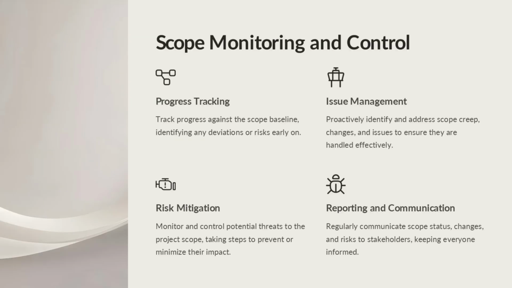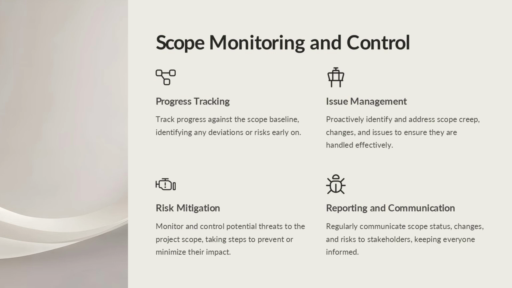Tracking progress against the scope baseline is crucial to identify any deviations or risks early on. This allows us to address them proactively. Proactively identifying and addressing scope creep, changes, and issues is key to ensuring they are handled effectively. This helps maintain the project's integrity. Monitoring and controlling potential threats to the project scope and taking steps to prevent or minimize their impact is critical for risk mitigation. Regularly communicating scope status, changes, and risks to stakeholders is essential to keeping everyone informed and aligned on the project.